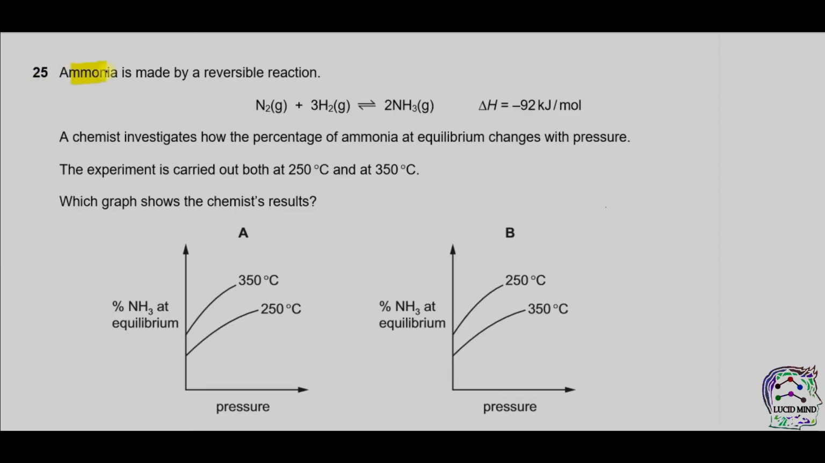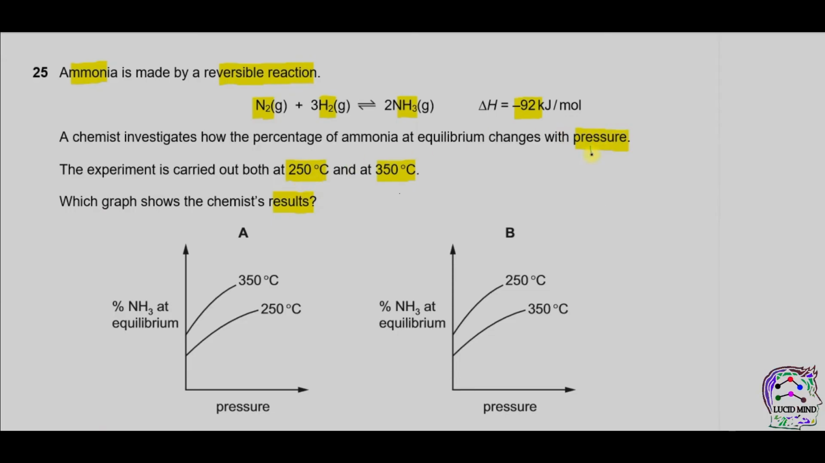Question 25. Ammonia is made by a reversible reaction. This is the reaction in which nitrogen gas reacts with hydrogen gas to form ammonia. Enthalpy change is negative, which means it is an exothermic reaction. A chemist investigates how the percentage of ammonia at equilibrium changes with pressure. The experiment is carried out at 250 degrees centigrade and 350 degrees centigrade. Which graph shows the chemist's results?